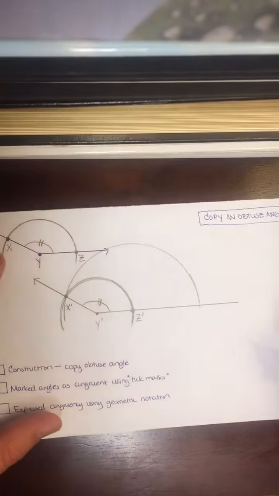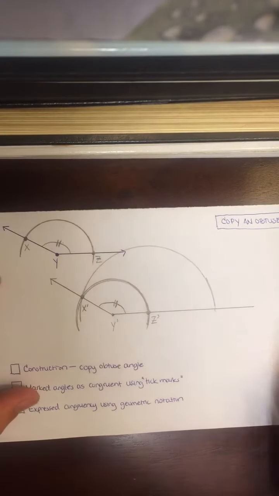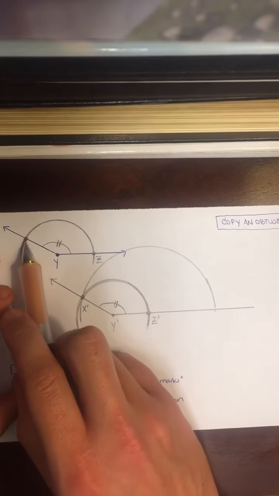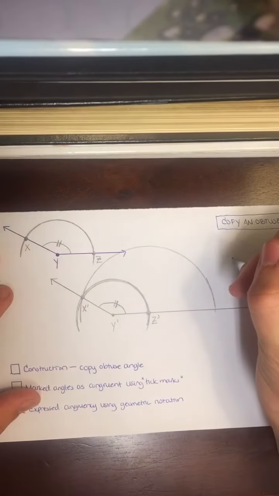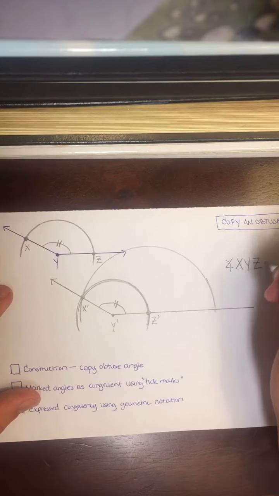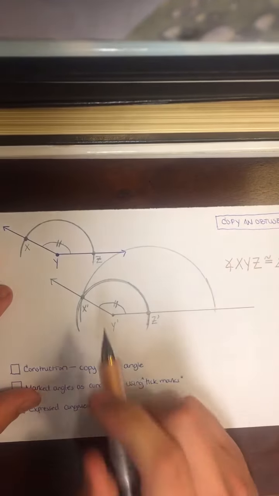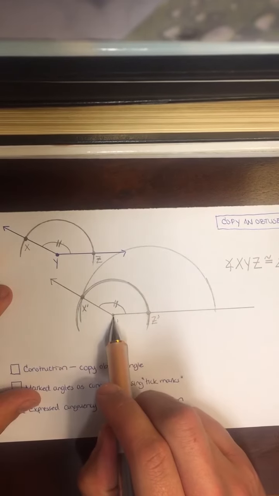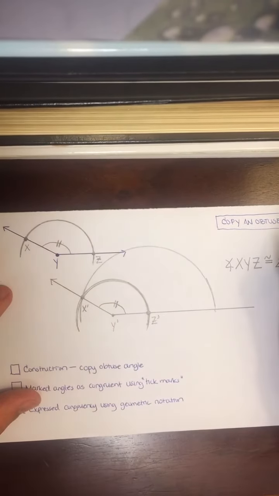I can also write a congruency statement. I can go back to my original angle and say angle XYZ is congruent to my copied angle, angle X prime, Y prime, Z prime.